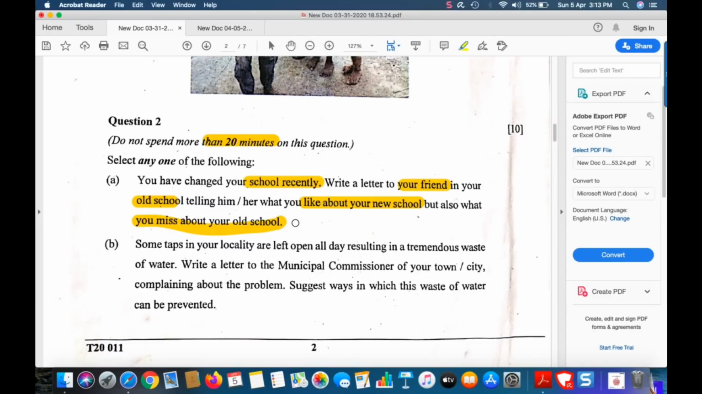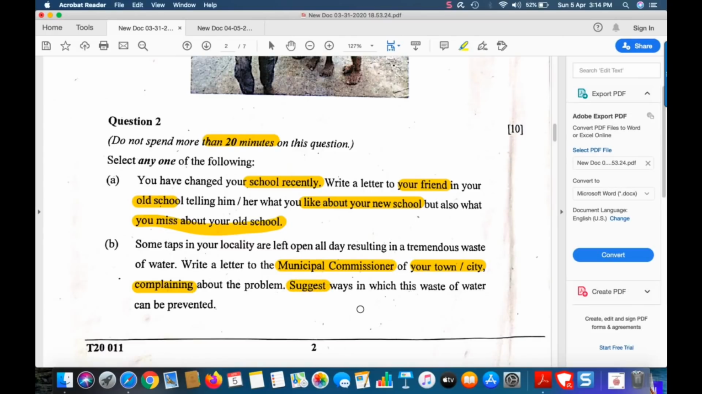Now coming to the second letter. This is a formal letter. We will read it carefully. Some taps in your locality are left open all day, resulting in a tremendous waste of water. Write a letter to the municipal commissioner, remember this word, municipal commissioner of your city, complaining about the problem. Suggest ways in which this waste of water can be prevented.